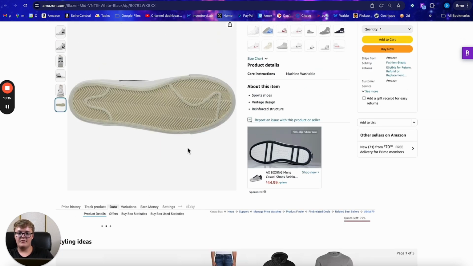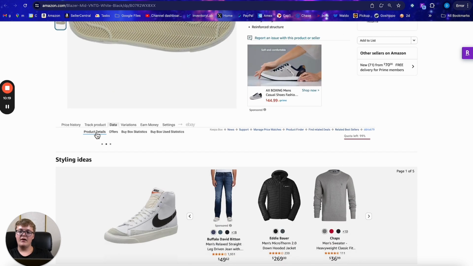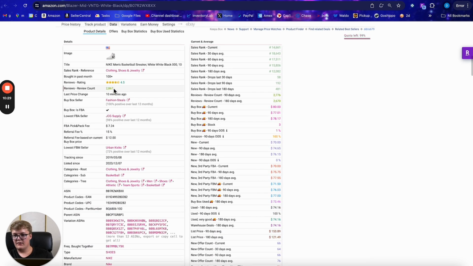Data, this is where it starts to get really, really crucial about what you're looking at here on Keepa. So first, the product details. It's going to show bought in the last month, when it updated, ratings, how many ratings, last price change. This can be a really interesting one to see how quickly people are undercutting each other. Buy box seller, Buy box's FBA, and it shows the fees.